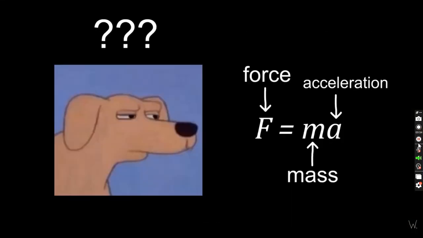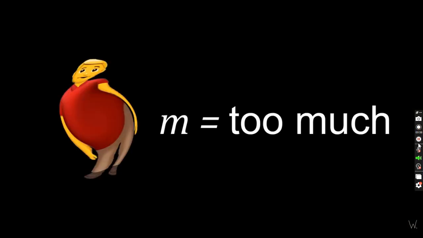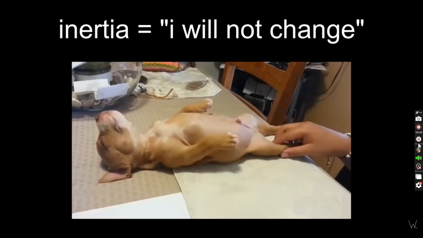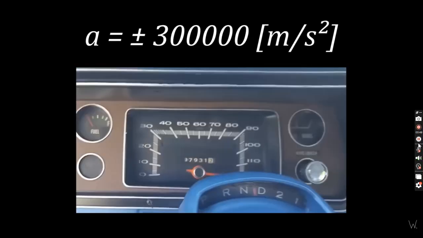Now, what do all these words even mean? Force is a push or pull on something in a certain direction. Mass tells you how much of something there is, and it's also a measure of inertia, but we'll get to that later. And acceleration is the derivative of velocity with respect to time, but that's too many big words for my taste, so let's just say it's how fast your velocity is changing.